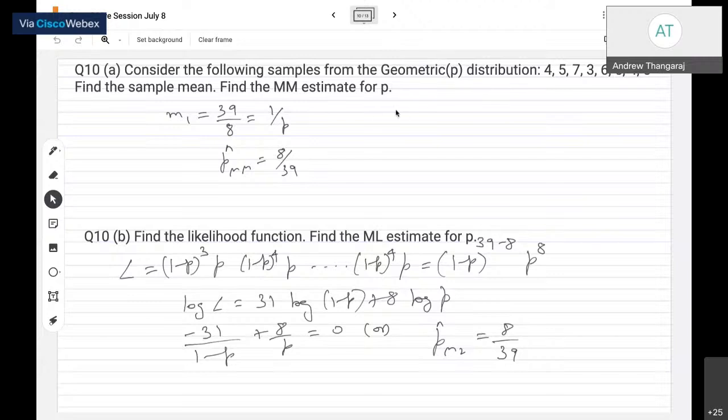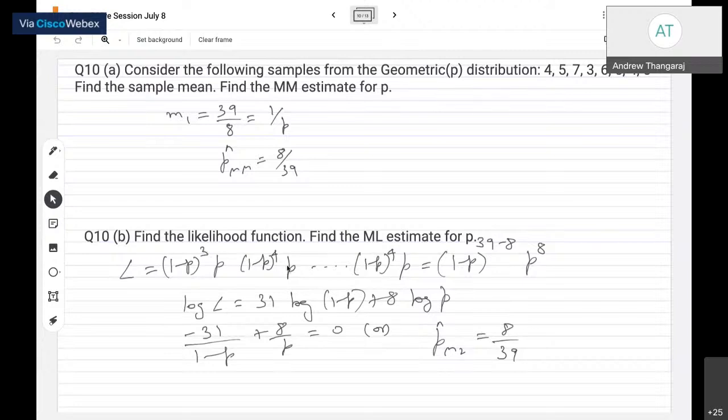Again, remembering these things: if you're not in the habit of remembering the mean of the geometric distribution, you should have the table of distributions with you. So the ML estimate for P, the probability of the geometric distribution taking value 4, is (1 minus P) power 3 times P, times (1 minus P) power 4 times P for 5, and so on, times (1 minus P) power 4 times P for the last 5, right?